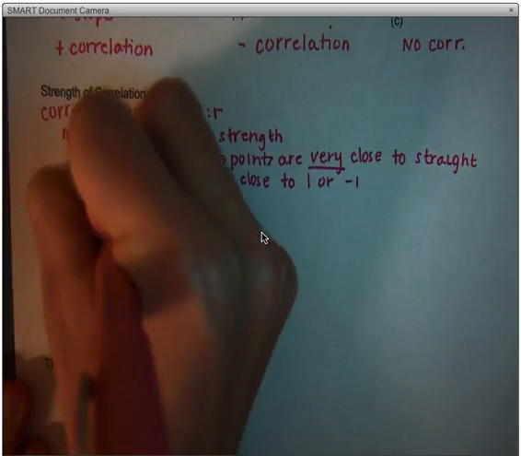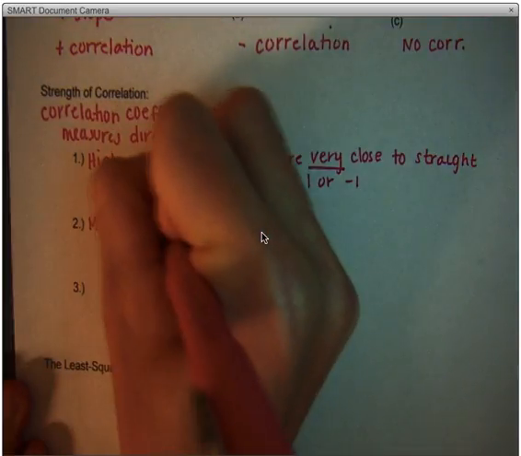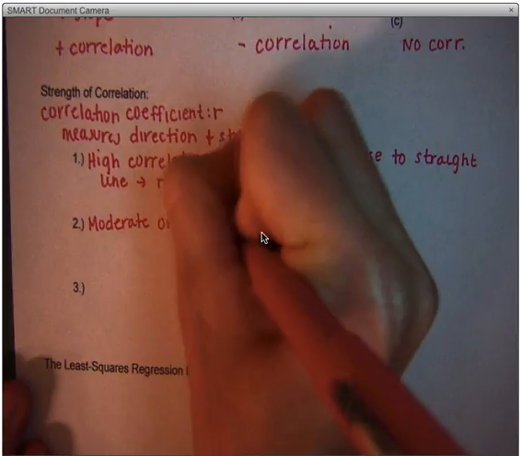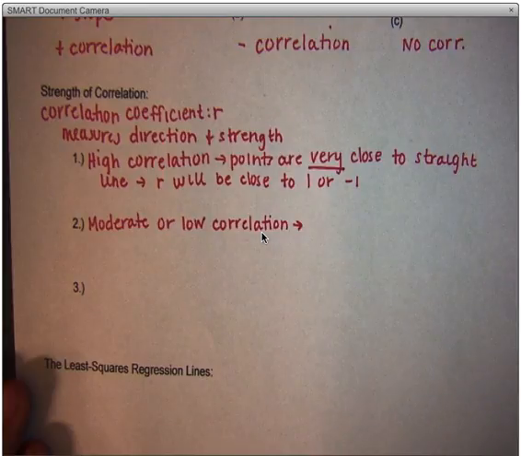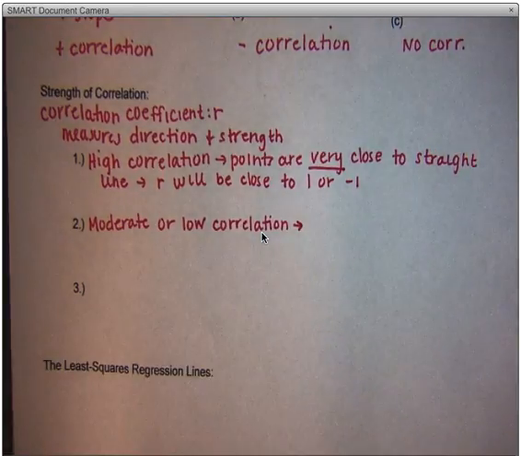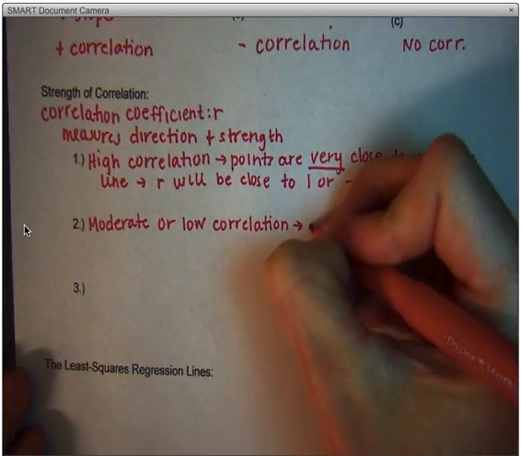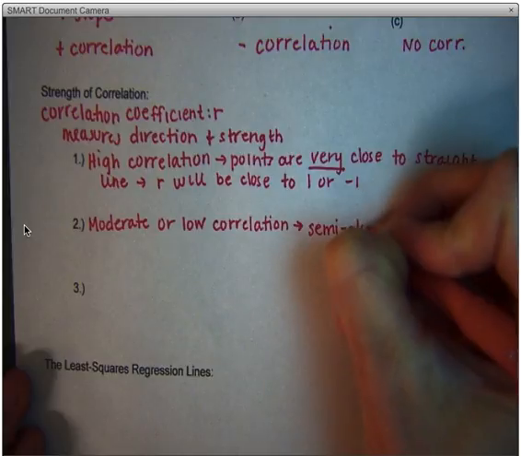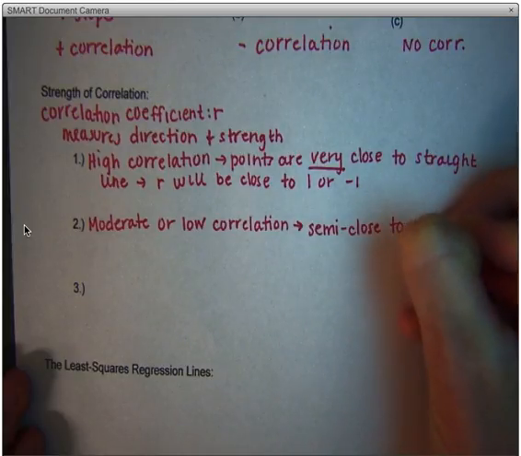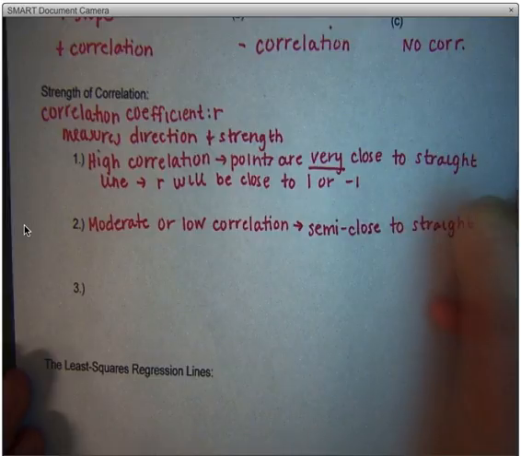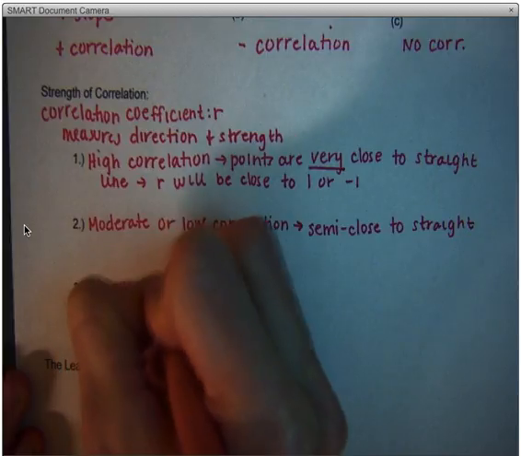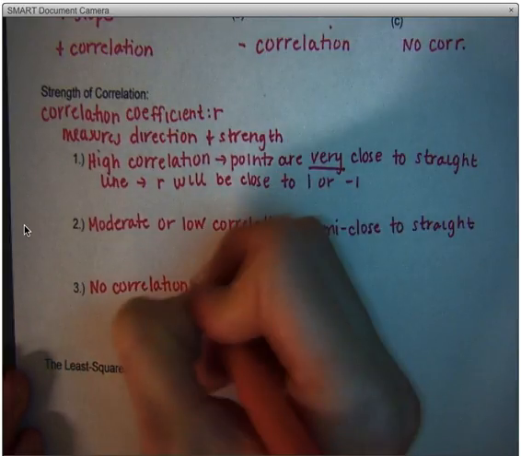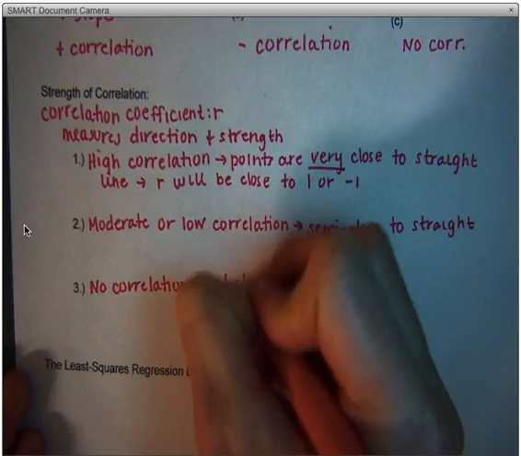There's moderate or low correlation. Okay, so the first one, the high correlation, they're very close to a straight line. For moderate or low, they are just semi-close. And the last one, no correlation. These would be not close to straight.